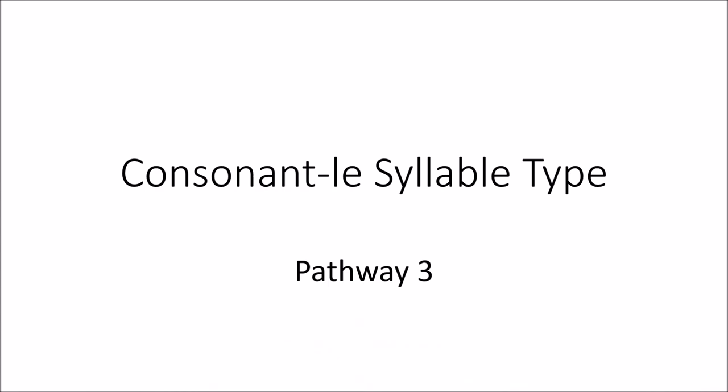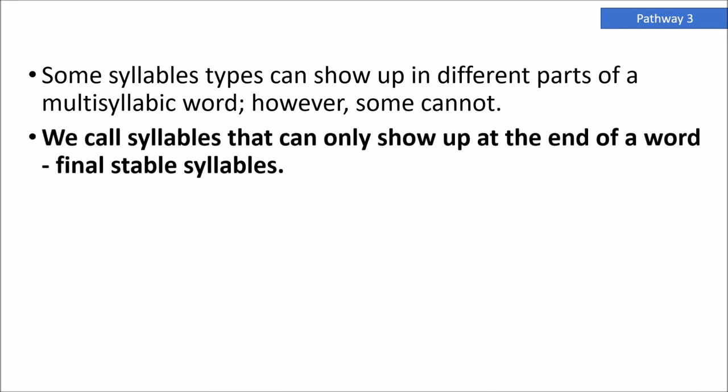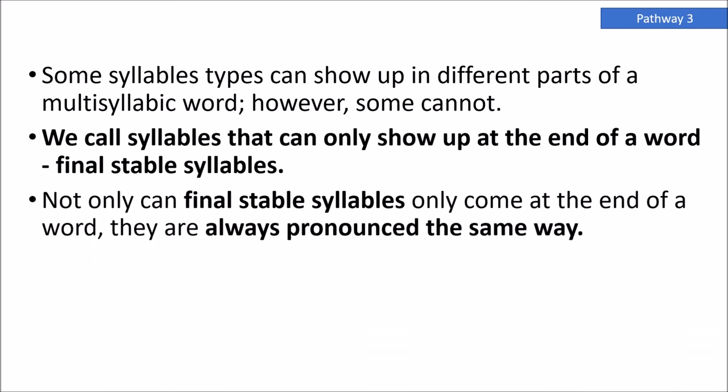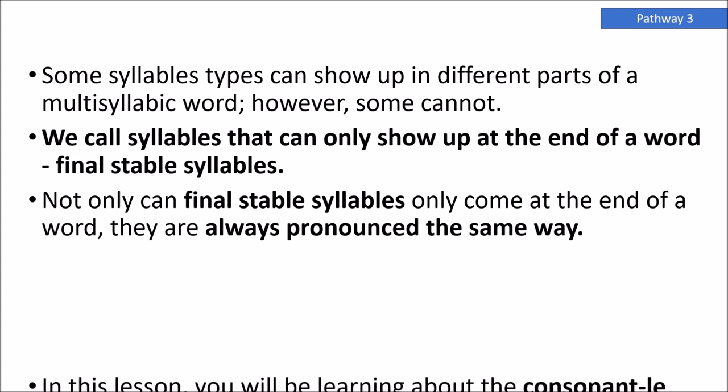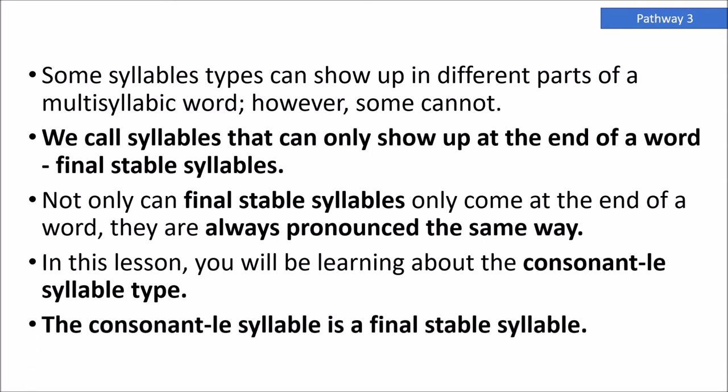Consonant LE syllable type. Some syllable types can show up in different parts of a multisyllabic word. However, some cannot. We call syllables that can only show up at the end of a word final stable syllables. Not only can final stable syllables only come at the end of a word, they are always pronounced the same way. In this lesson, you will be learning about the consonant LE syllable type. The consonant LE syllable type is a final stable syllable.